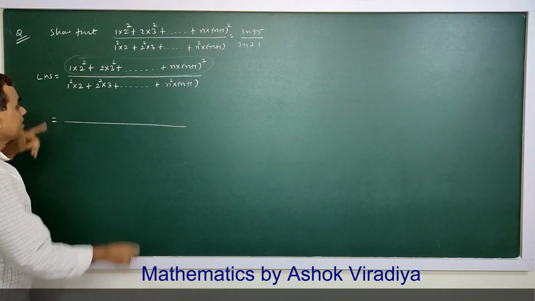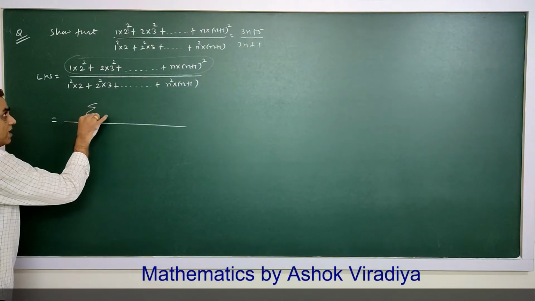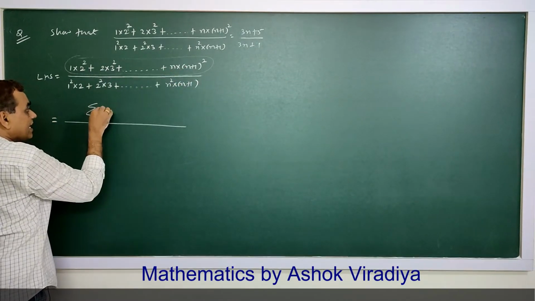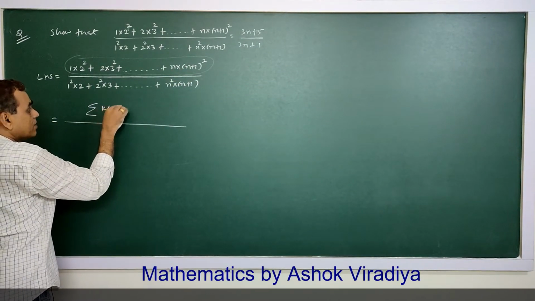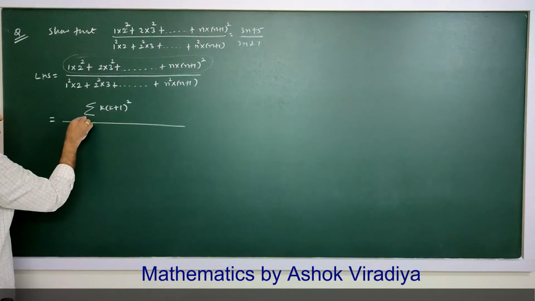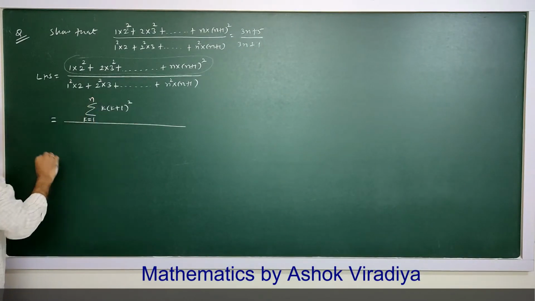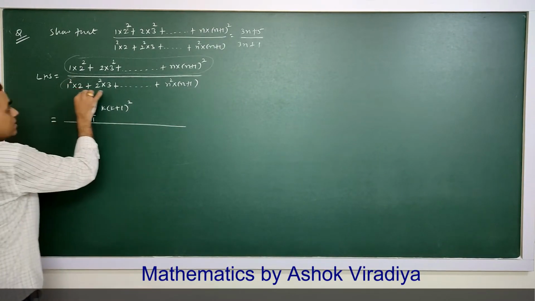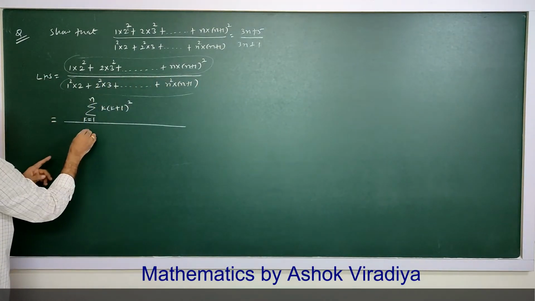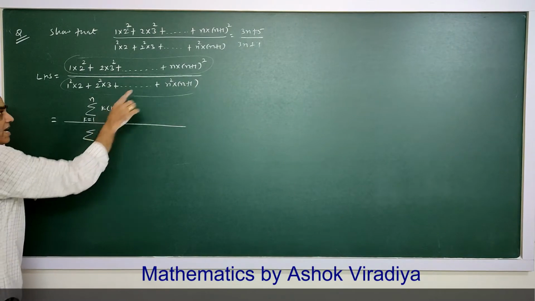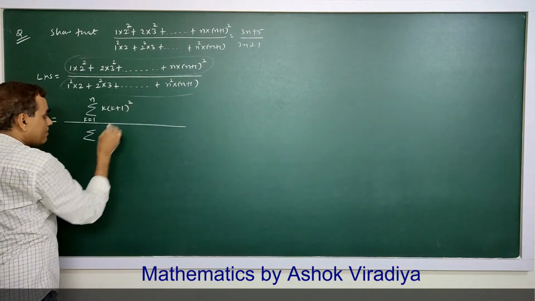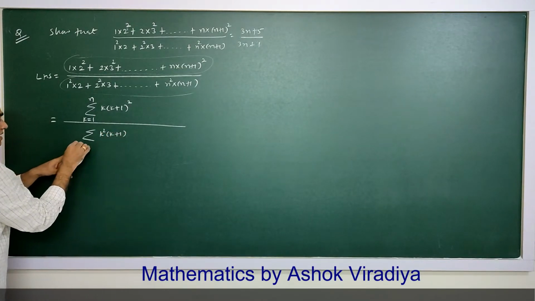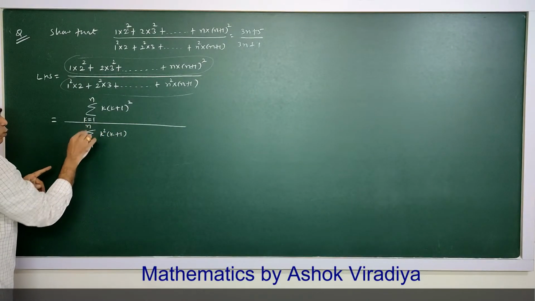So this sum can be represented as sigma. This is the nth term of the numerator, replace n by k, so k into k plus 1 whole square, k equal to 1 to n. And similarly the denominator can be represented in compact form as the nth term, replace n by k, so k square into k plus 1, and k we are using as a variable from 1 to n.